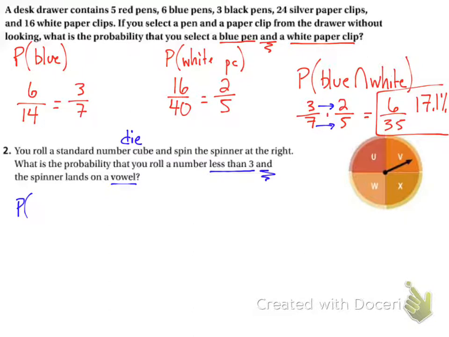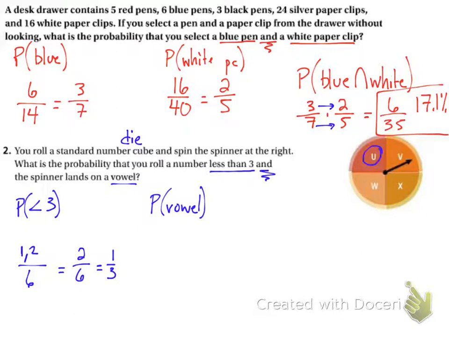So the probability of rolling a number that is less than 3: again, I've got 6 total possibilities rolling a die, and if I want it to be less than 3, that would be 1 and 2, which is 2/6 or 1/3. Then to find the probability of spinning a vowel, when I look at my spinner, U is the only vowel, so there's just one chance out of 4 total options.